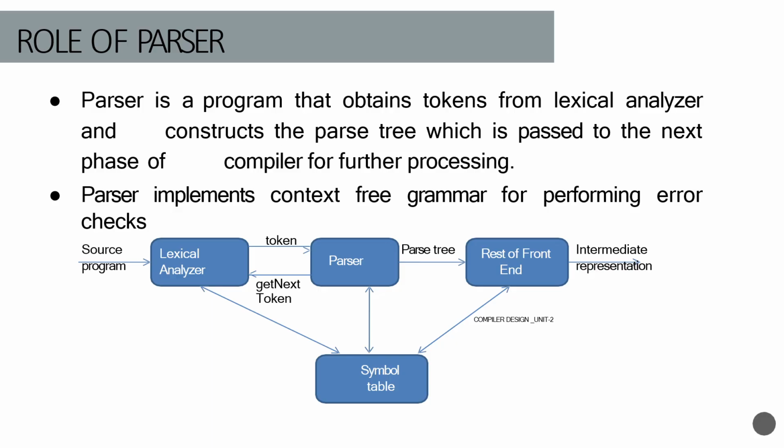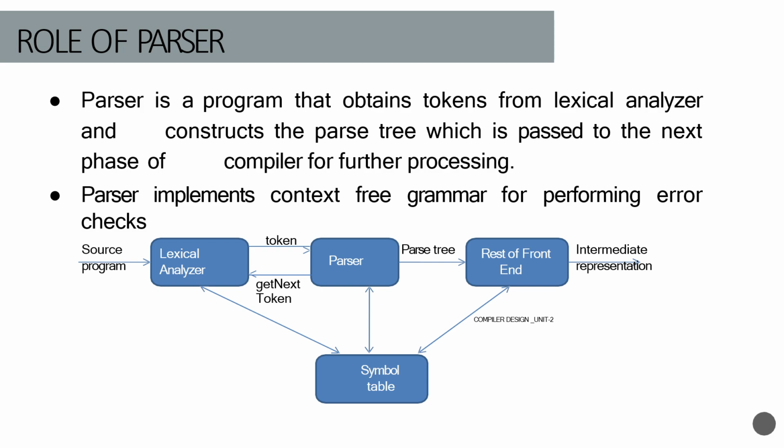Parser is a program that obtains tokens from the lexical analyzer. As we all know, the lexical analyzer is phase one of the compiler. In the lexical analyzer, we give the source program as input and we get tokens as output. Whatever tokens we get from the lexical analyzer will be given as input for the parser. Once it goes to the parser, it will construct the parse tree, which is passed to the next phase of the compiler, that is the semantic analyzer, for further processing. The parser implements the context-free grammar for performing error checks.